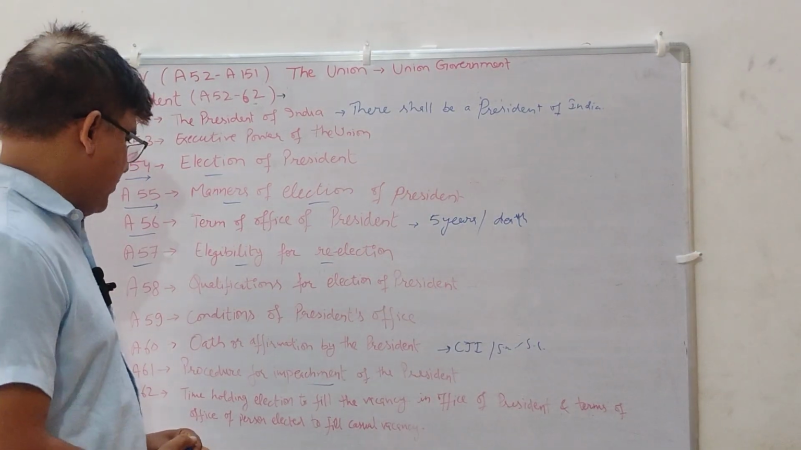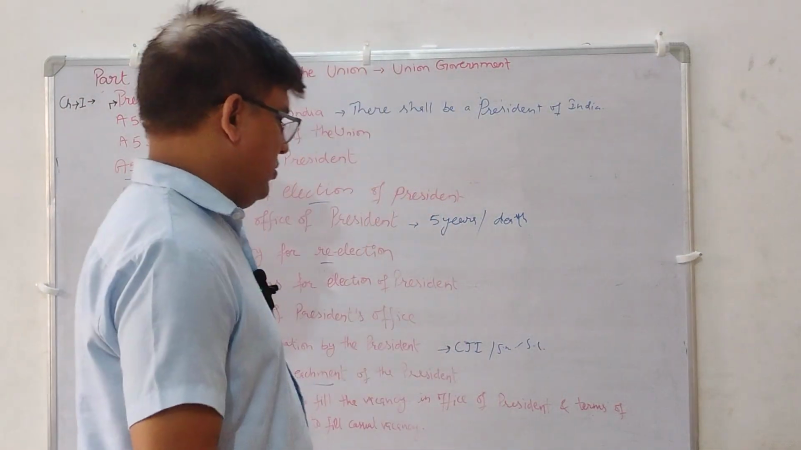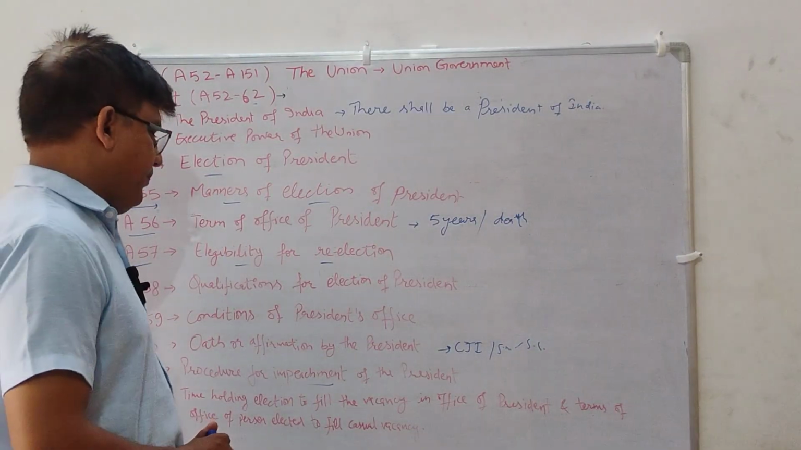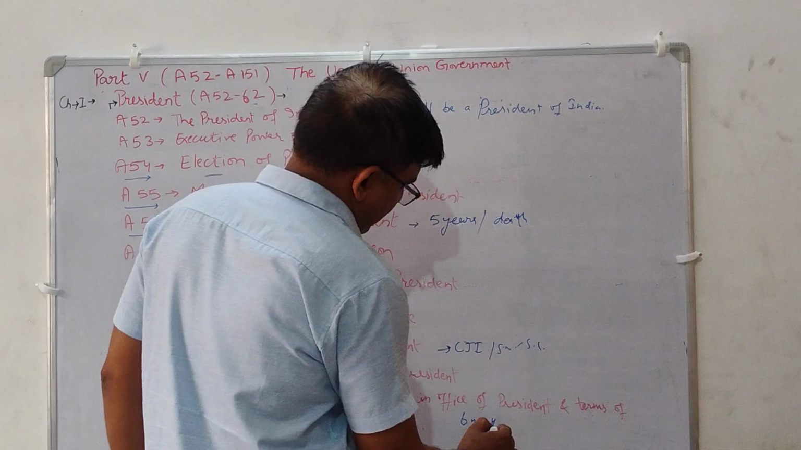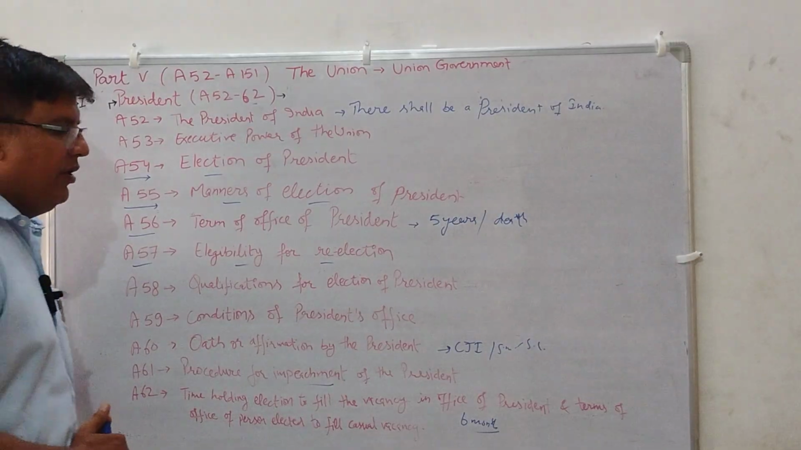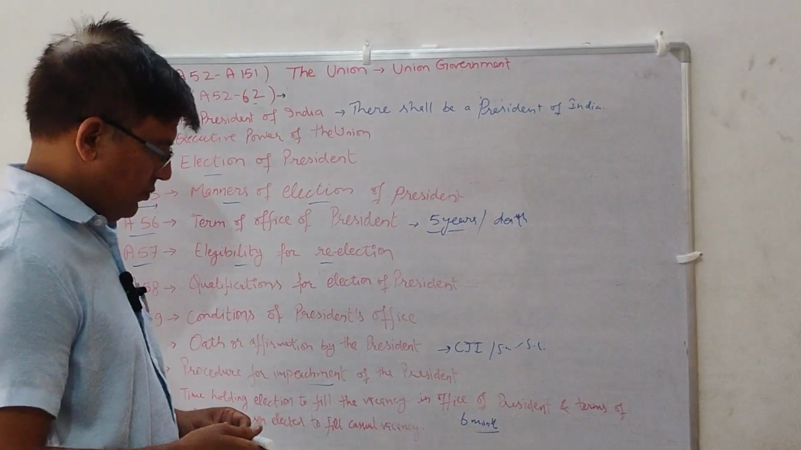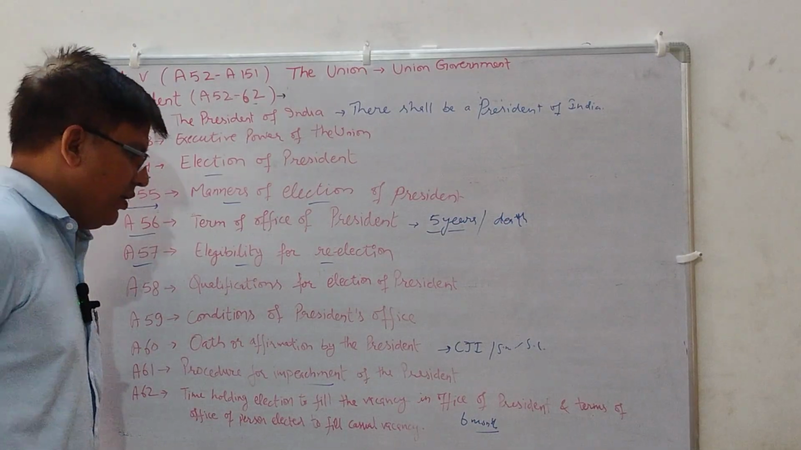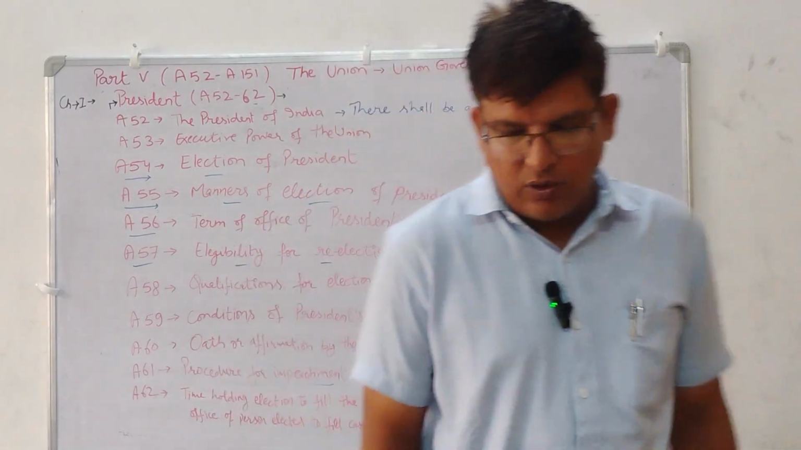If the vacancy is due to death or impeachment, there is a condition: the next president must come into office within 6 months. And what will be the term of the new president? The new president's term will also be 5 years. With this, we have completed the topic of president. Next we move on to the vice president.